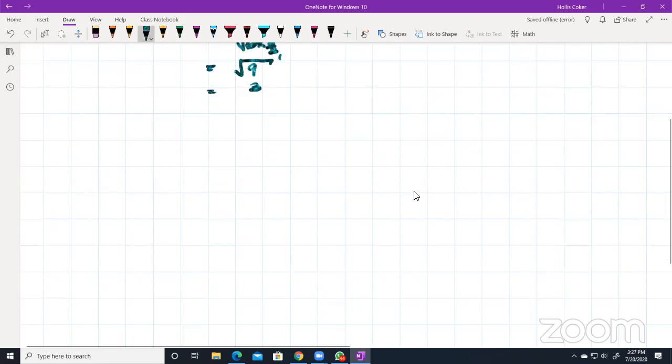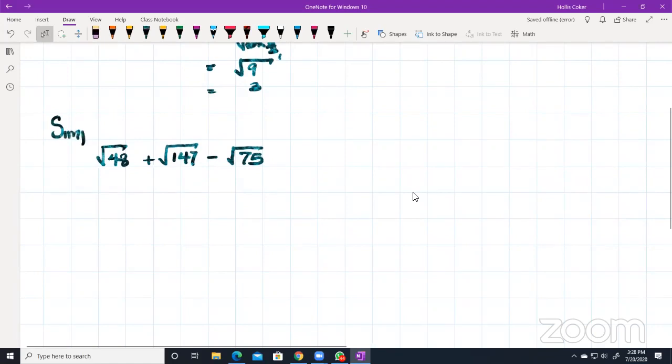What if I give you something that looks like this? Root of 48 plus root of 147 minus root of 75. And I ask you to simplify that. Can you do that one? I'll give you a minute. In the meantime, I'll make an electronic copy. Let's give you a minute to do that, if you can.